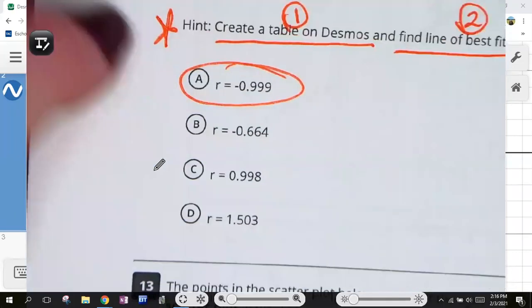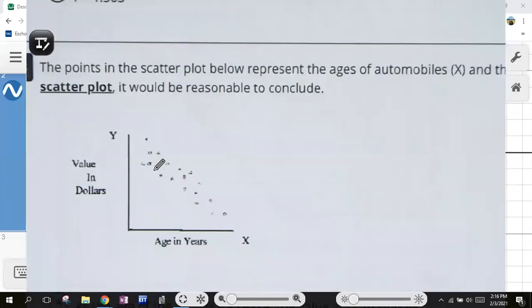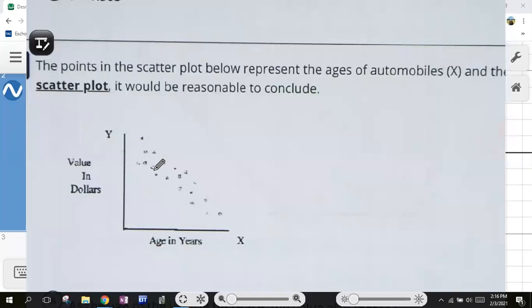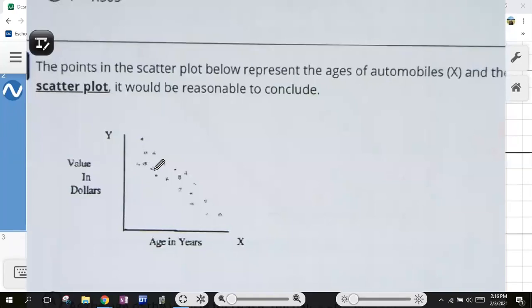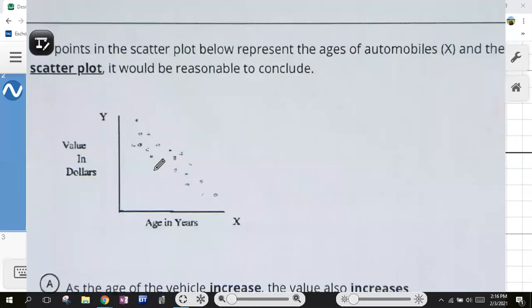Last one. It says the points in the scatter plot below represent the ages of automobiles and their values in dollars. Based on the scatter plot, it would be reasonable to conclude. All right, what do we know? Let's think about what we already know about cars, okay? You buy a brand new car. What happens to the value of it as soon as you drive it off the lot? It goes down, okay? If you buy a car for $20,000, 10 years from that date, you cannot sell it for $25,000, right? Its value decreases as it gets older.